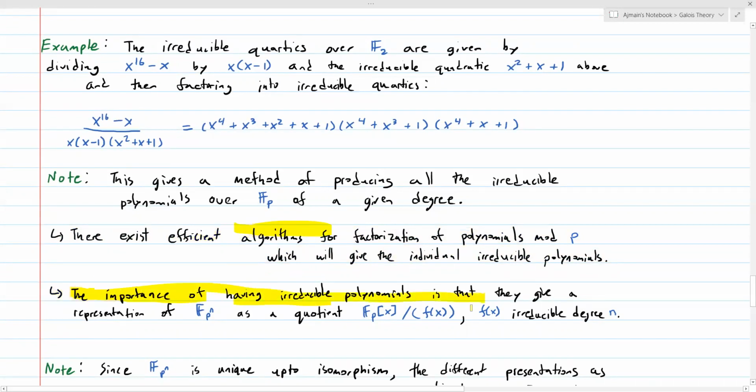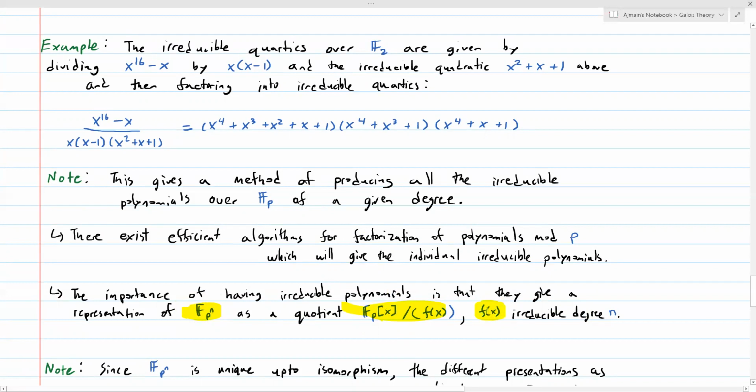And the importance of having irreducible polynomials over finite fields is that they give representations of the finite fields of order p to the n as quotients of these irreducible polynomials. You just take f of x, an irreducible polynomial with coefficients in F sub p, the finite field of p elements, and if f of x has degree n, which there always will be, and this recursive process is a way of constructing f of x iteratively, recursively, then you can represent F sub p to the n as a quotient of this. So this is a way to, I don't want to say physically, but concretely write down F sub p to the n.